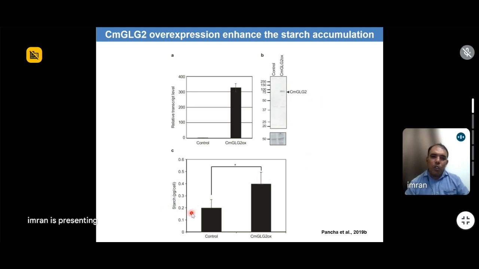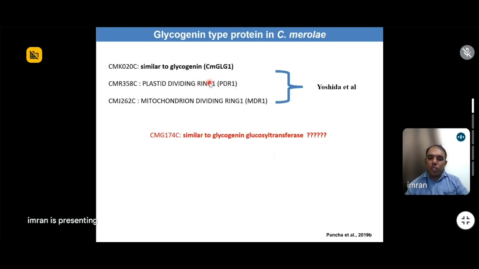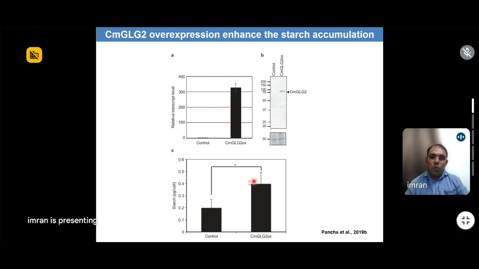And finally, we have also estimated the starch content, and it is also accumulating starch, but the amount of the starch is not that high, similar to GLG1. So there may be a possibility that there is some different mechanism. The growth of this strain is also comparatively slow compared to the CMGLG1 overexpression strain, and the amount of the starch accumulated by this strain is also a little less. So there may be some other mechanism, because so far in our phosphoproteome we have not identified CMGLG2.